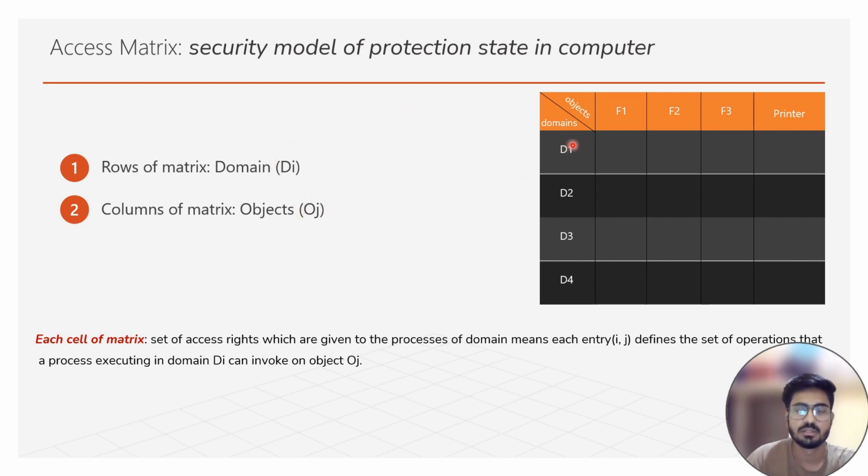The object is oj. Each cell is given to the process of the domain. Each entry defines a set of operations that a process executing in domain di can invoke on an object oj.